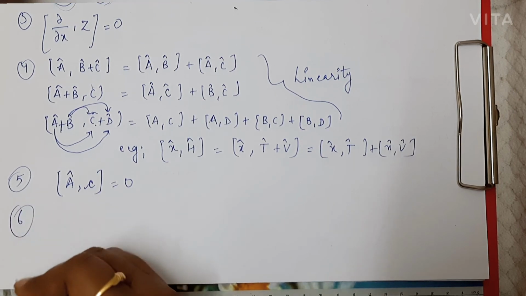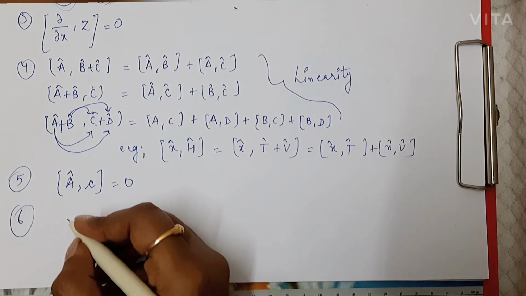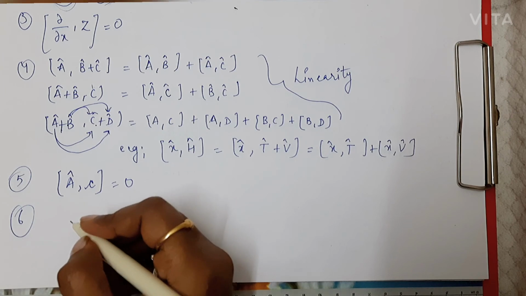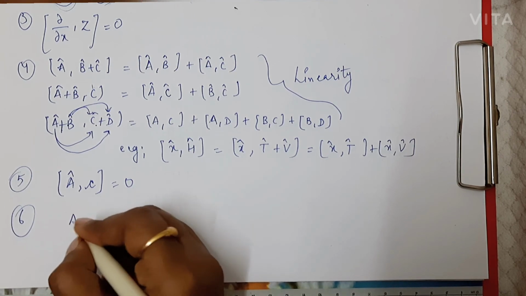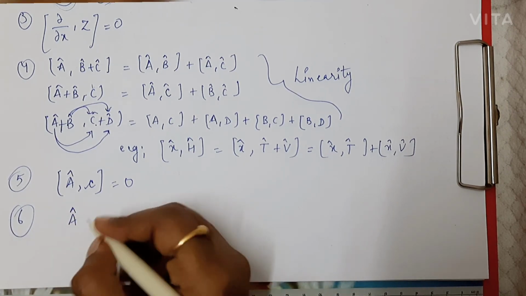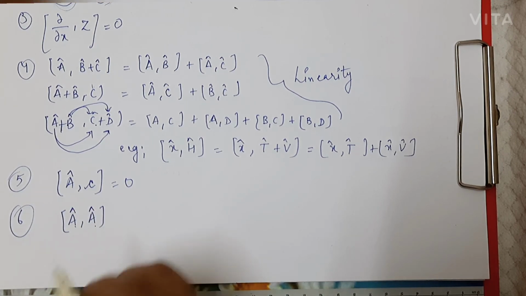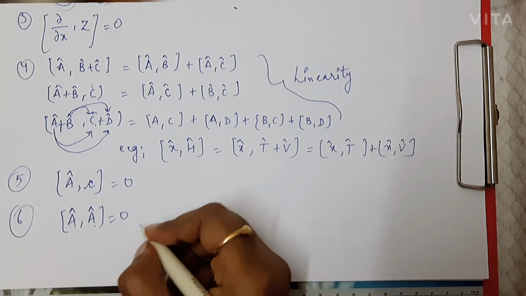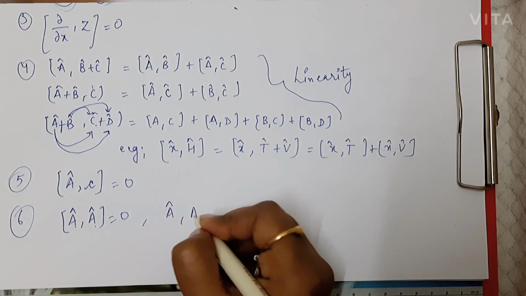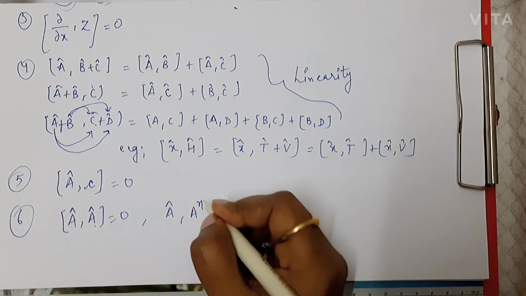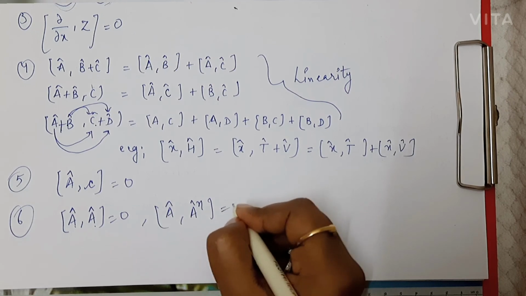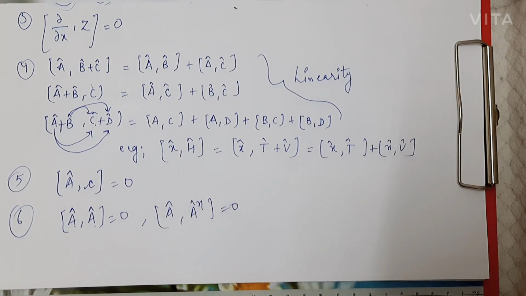Sixth property says that any operator will commute with itself, that is, a is an operator and we want to find out commutation of this operator with itself, then it will be 0. Also, commutation of this operator with its nth power, any power, will also be equal to 0. So this is the next property.